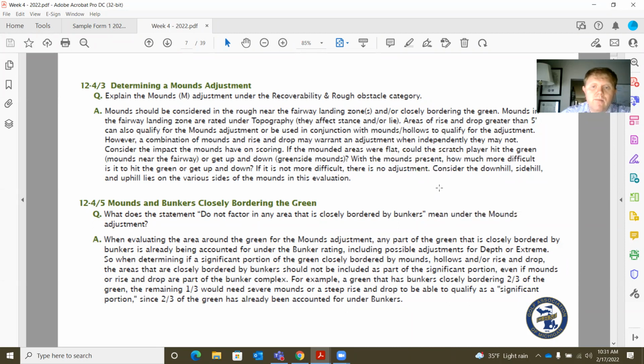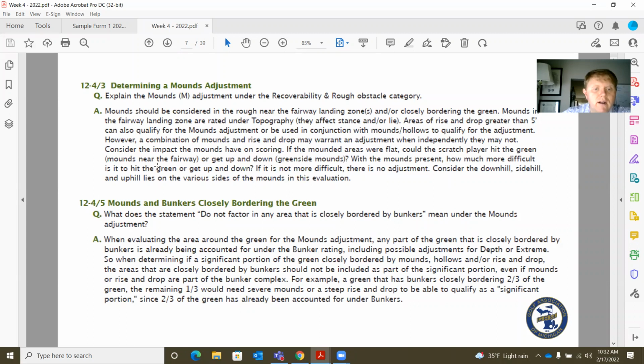And then in addition to mounds where you have distinct sides and slopes, you can also qualify within the mound adjustment this concept of rise and drop. So an area of rise and drop that's greater than 5 feet can also qualify for the mounds adjustment or be used in conjunction with mounds or hollows to qualify for the adjustment.